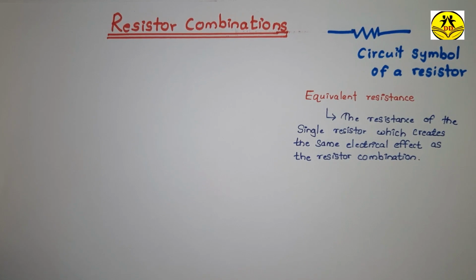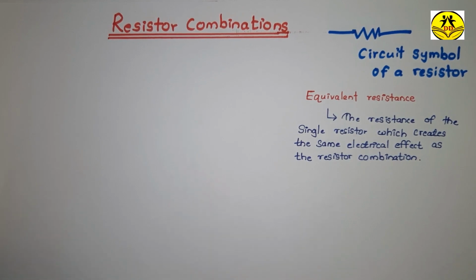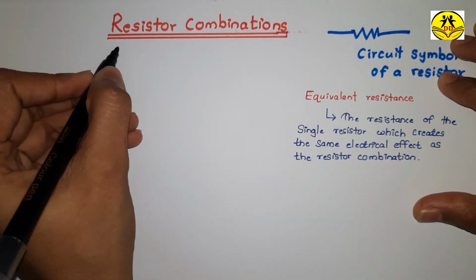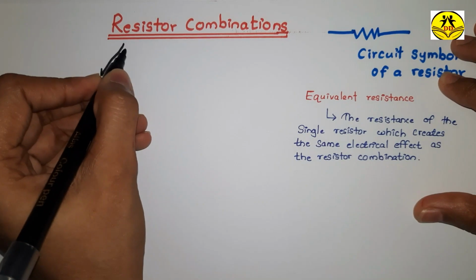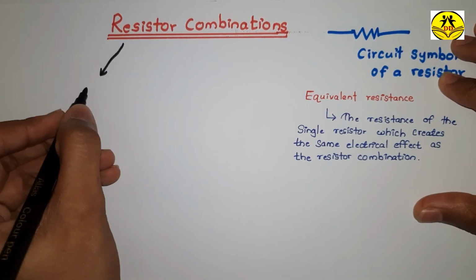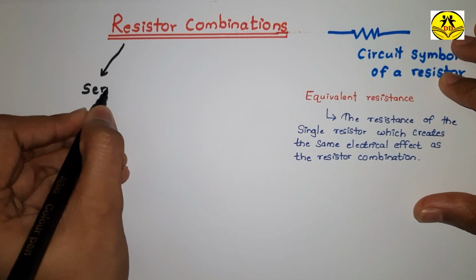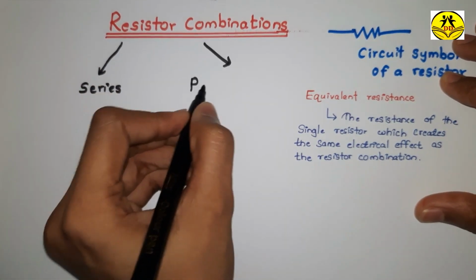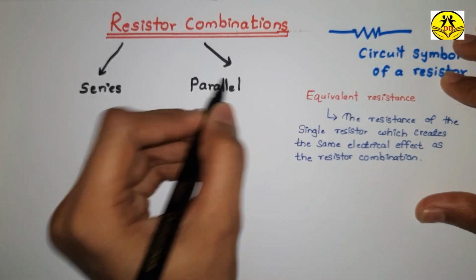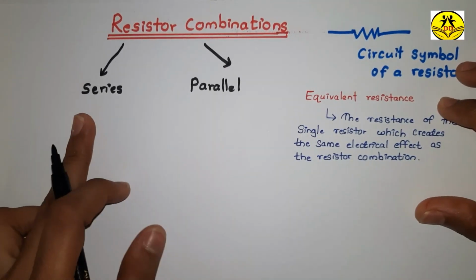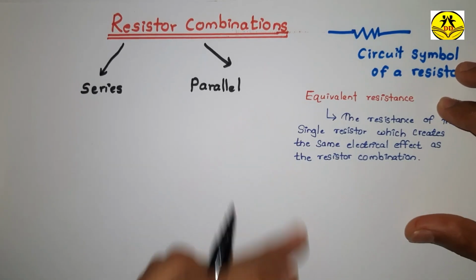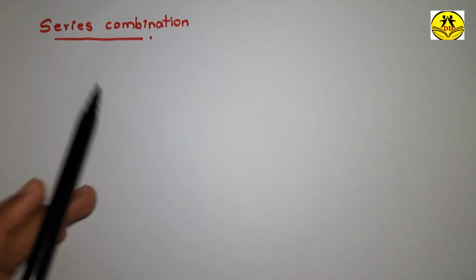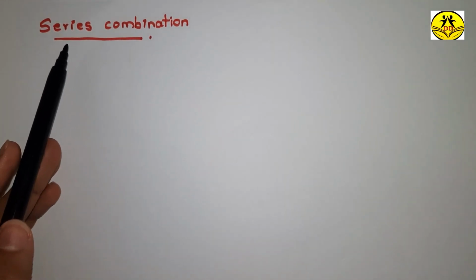So now let's see the types of resistor combinations. There are two types of resistor combinations. One is series combination and the other is parallel combination. Series and parallel. First, let's talk about series combination of resistors.